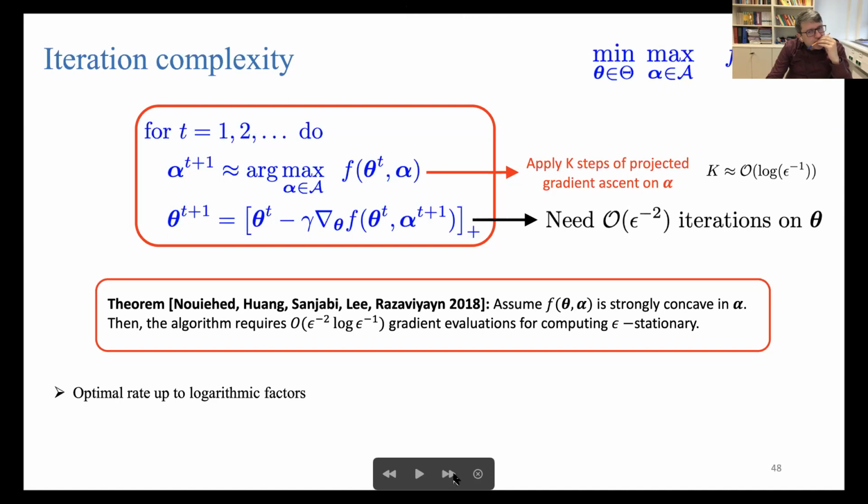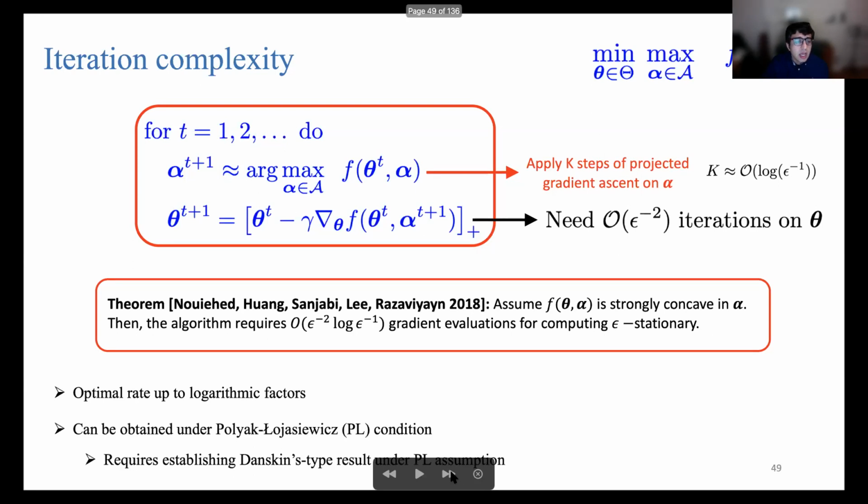You can show that this is the optimal rate up to a logarithmic factor, because even if you solve the minimization problem without the max, the lower bound is order epsilon^-2. This result can relax the strong concavity assumption to a PL condition type, which requires establishing a Danskin's type result under PL assumptions, which can be done. And basically you can get the same rate under the PL assumption.